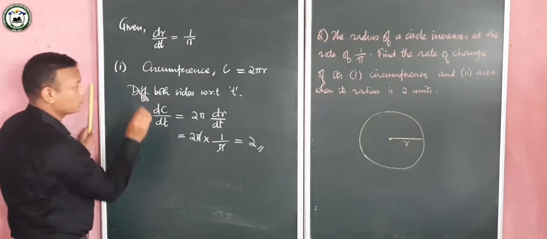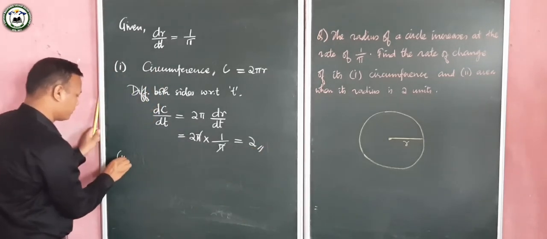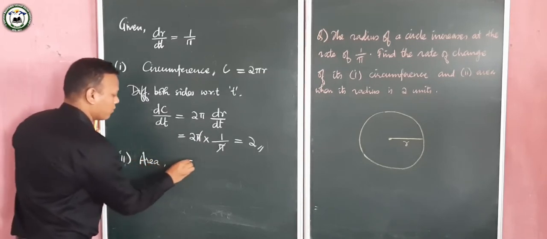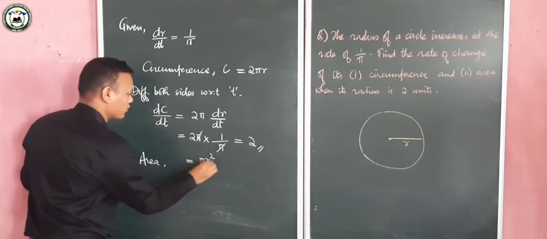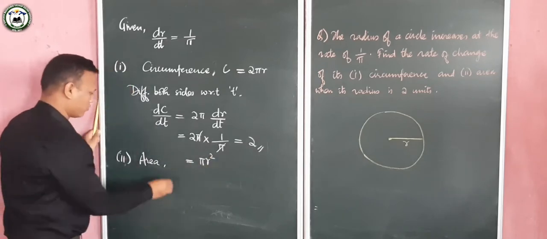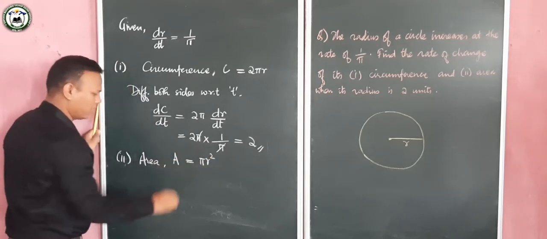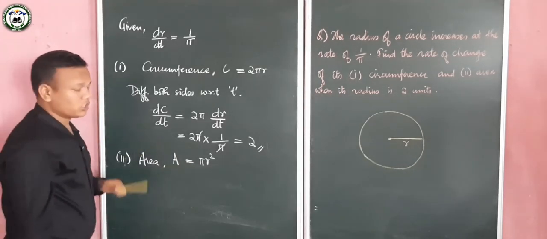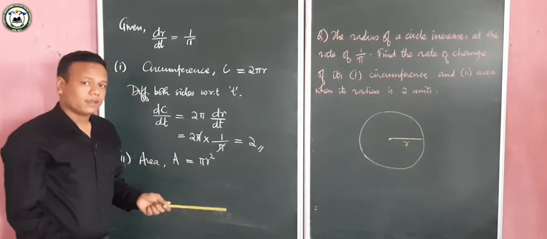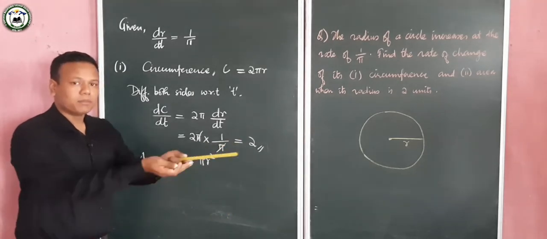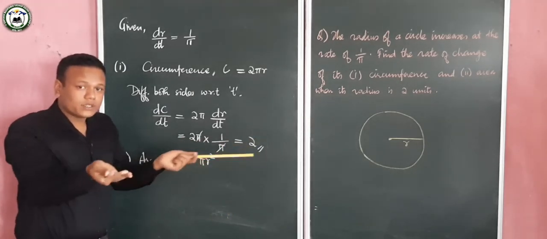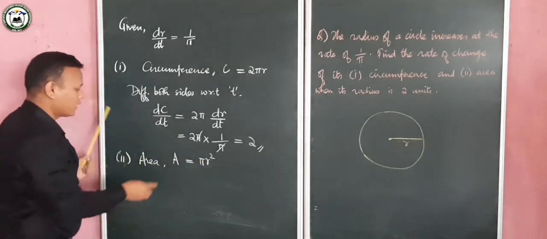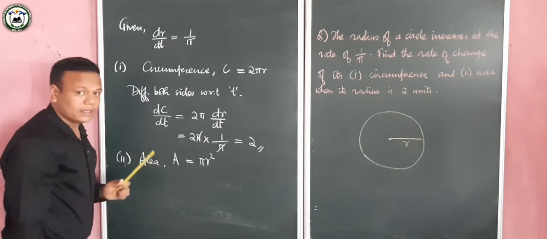Now let us go back to the second case, that is area. We know that area of a circle is given by pi r square. Let me denote this area by capital A. The question says find the rate of change of area. Again, as time increases, the metal plate becomes bigger and its surface area increases. So that's why I need to find dA by dt from here.